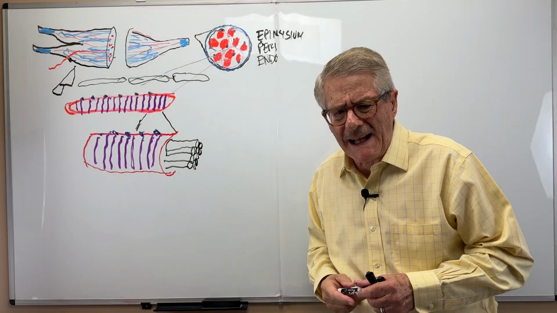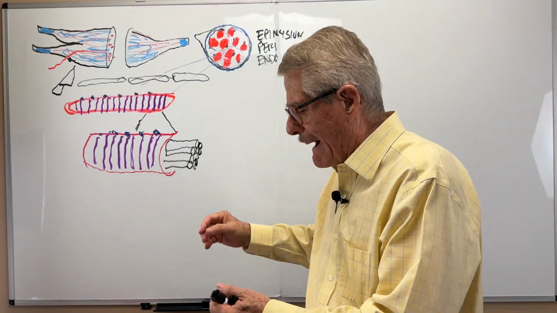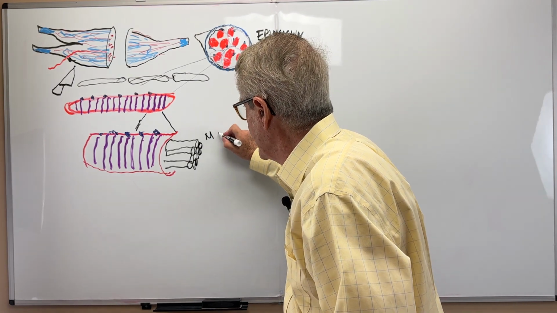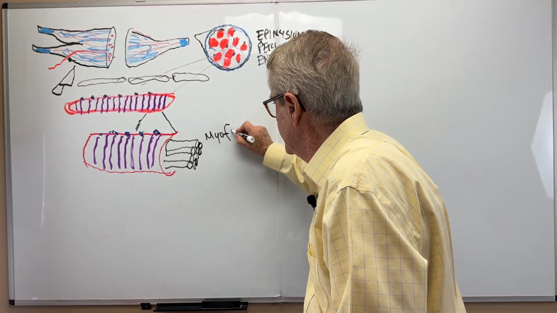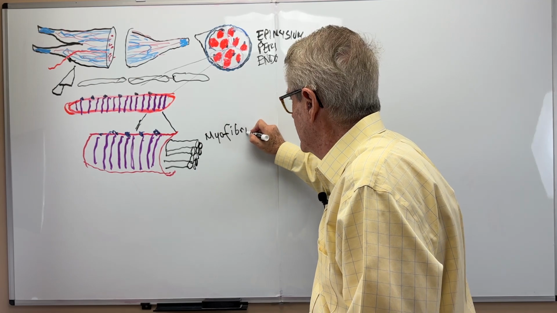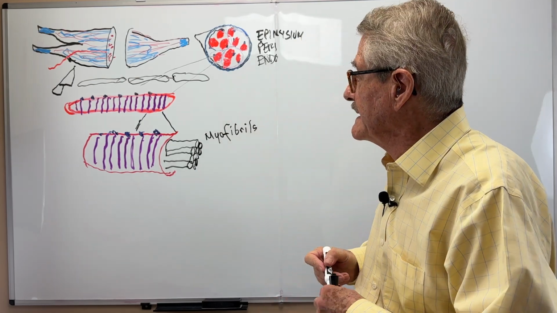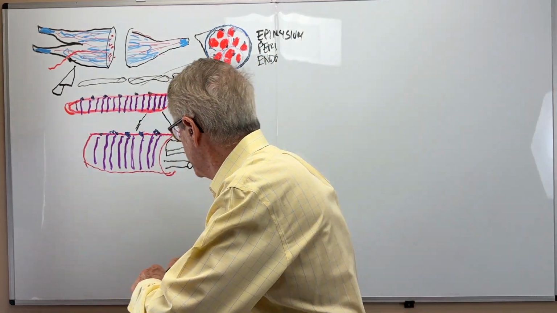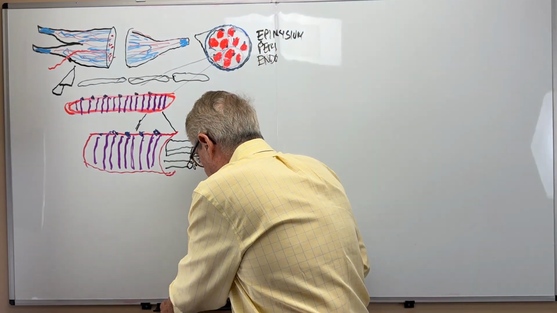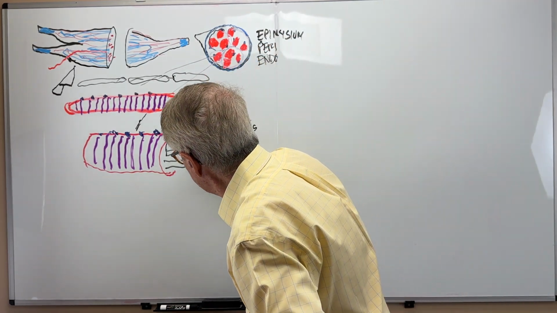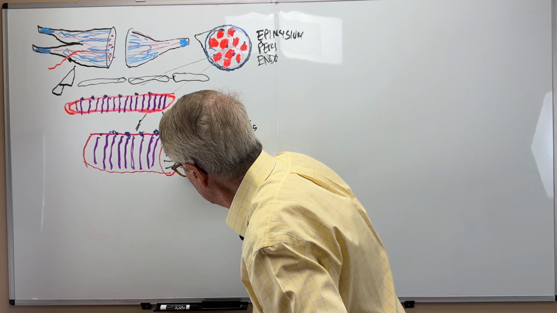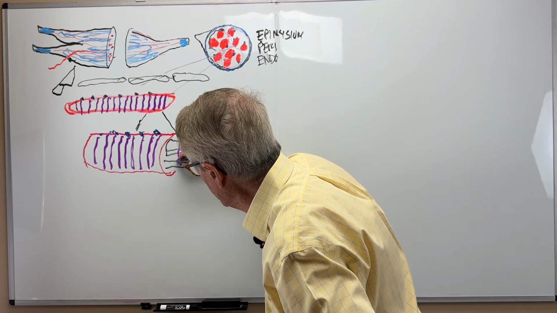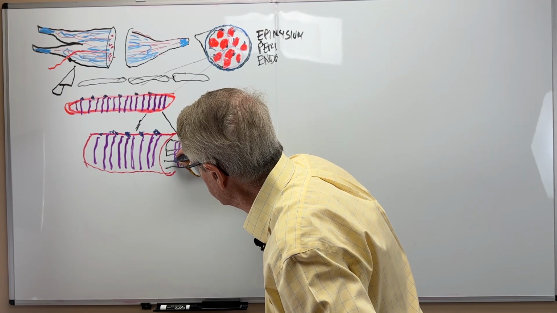Now, what happens to these myofibrils? I'll write it down for you, myofibrils. These myofibrils have cross striations. And so if I go back to each one of them, it will have this appearance. Each one parallel to each other, and it's going to be really interesting.